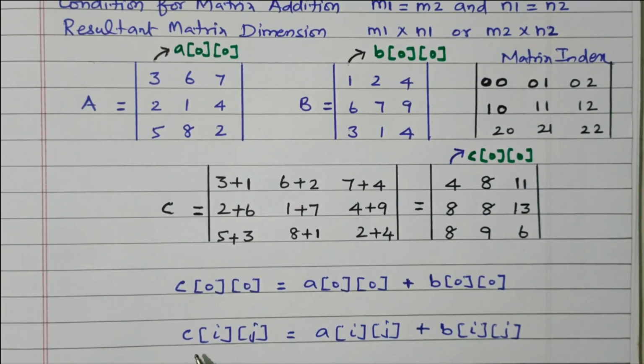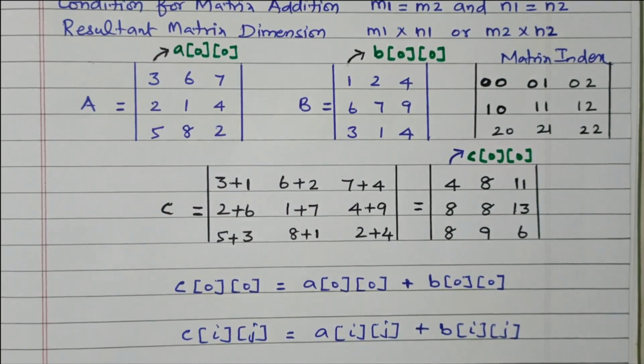So the general expression is C of ij equal to A of ij plus B of ij. Right. Now we'll go to the program.